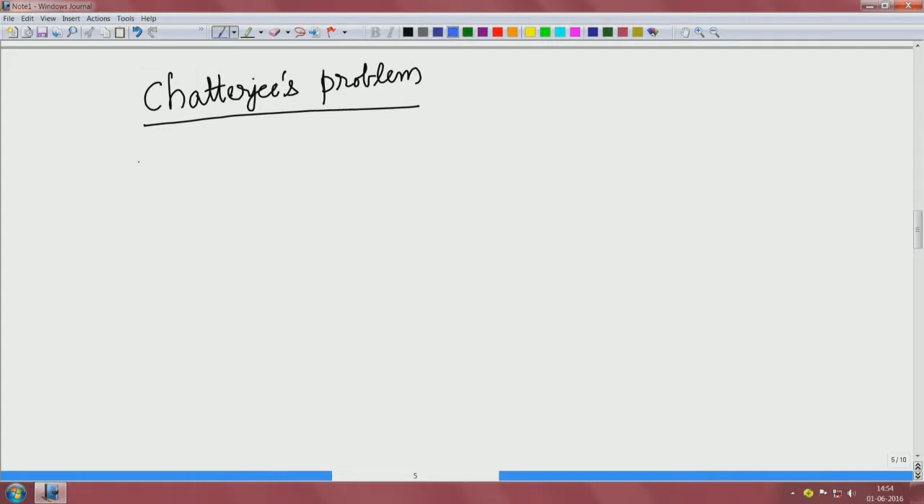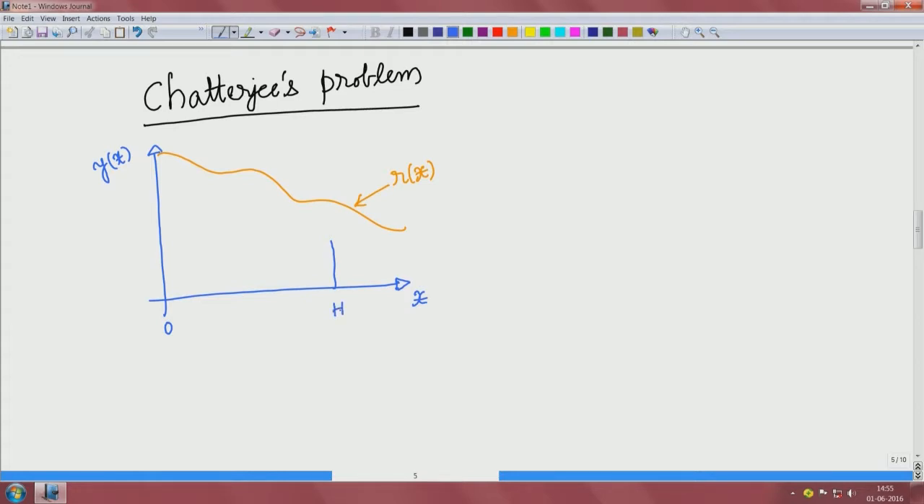So, that problem is that I am showing the axes that we had discussed earlier. There is an x axis and there is a y axis. I need to find a function y of x such that there is a river flowing. Let us say this is the river r of x, okay. And there are some limits, that is 0 to some h here. Now, I need to find a function y of x.